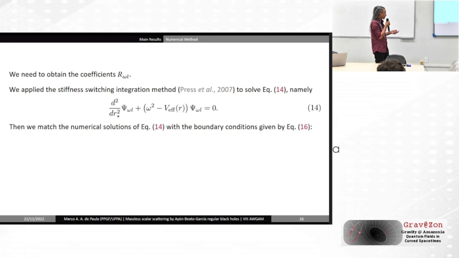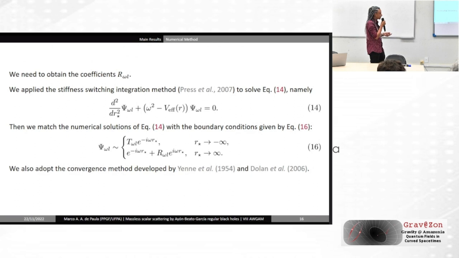So we match the numerical solutions of equation 14 with the boundary conditions given by equation 16, which are these boundary conditions here that I showed before. And we also adopt the convergence method developed by Yennie in the context of Coulombic scattering, and first applied to black hole physics by Dolan and collaborators. The idea of using this integration method combined with this convergence method is related to what I explained earlier.